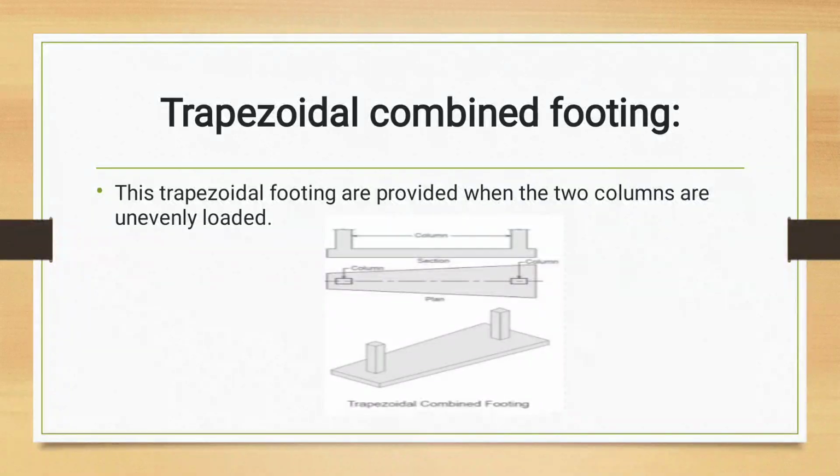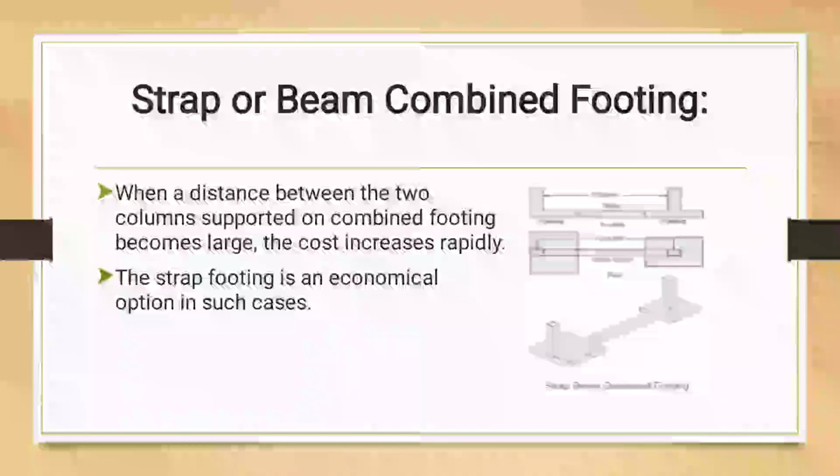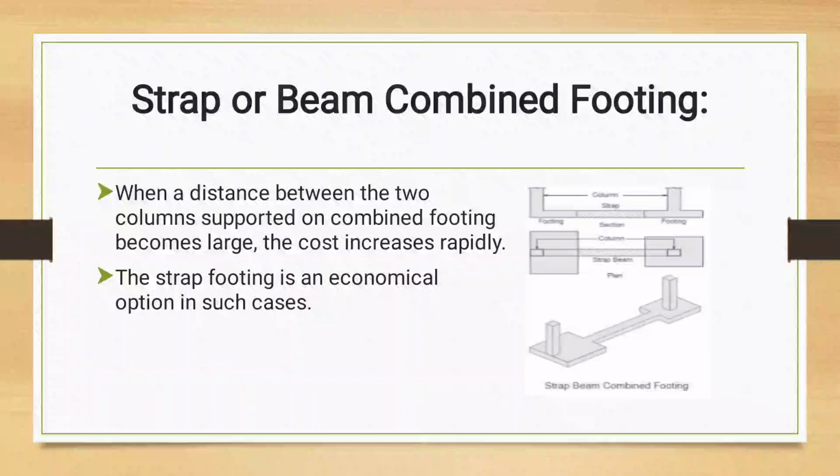Next one is trapezoidal combined footing. Trapezoidal combined footing is provided when the two columns are unequally loaded. Next one is strap or beam combined footing. Here the distance between the two columns is large, so we can provide a strap or beam combined footing. Connecting a beam between the two footings is called a strap footing. It is economical.